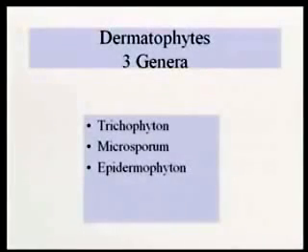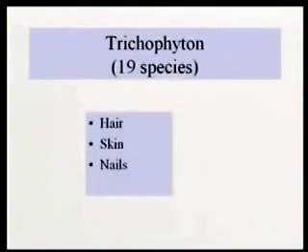There are 3 genera: the Trichophyton, Microsporum, and Epidermophyton. They are readily distinguished organisms. There are 19 species of Trichophyton, and they infect the hair, skin, and nails. Each one of these genera has a different predilection. Trichophyton will affect all 3 of the dead keratinized tissue of the body: hair, skin, and nails.